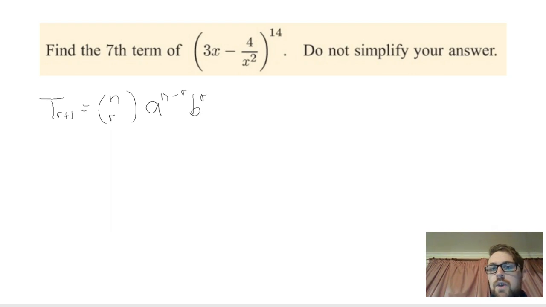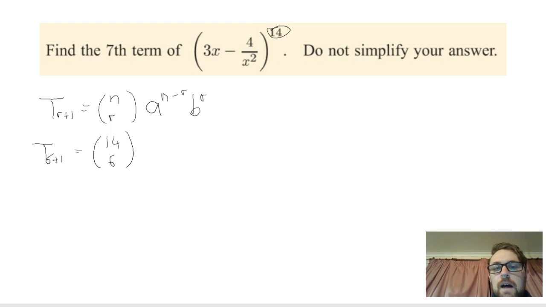We want to find the 7th term of this binomial here. It's to the power of 14. We don't want to find all of them because it will take a little while, but we just want to find the 7th term. So the way we do that is we say, if I want to make 7 out of r plus 1, I have to let r equal 6, because 6 plus 1 is 7, so that will find me term number 7. My n here is 14, and my r, we just set that as 6.